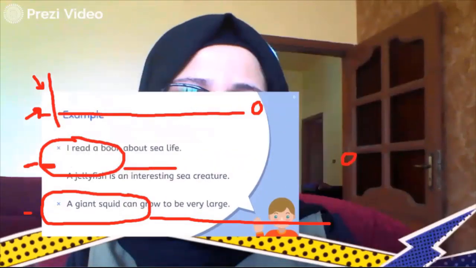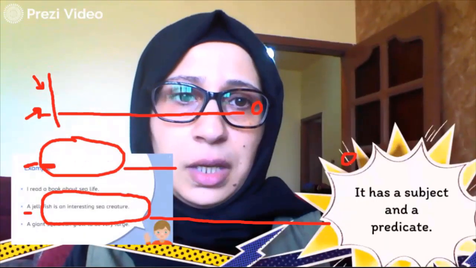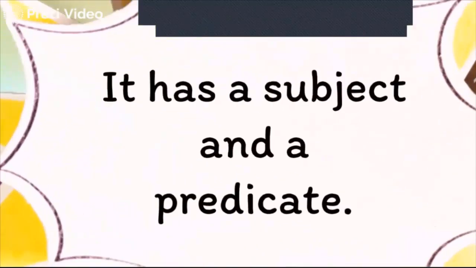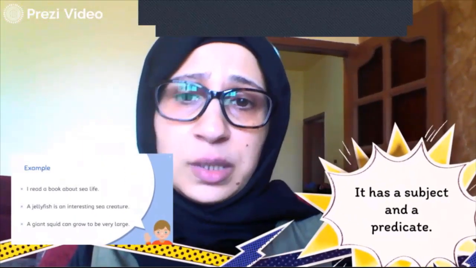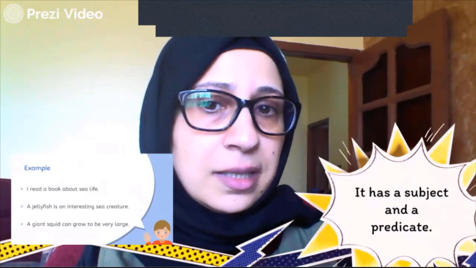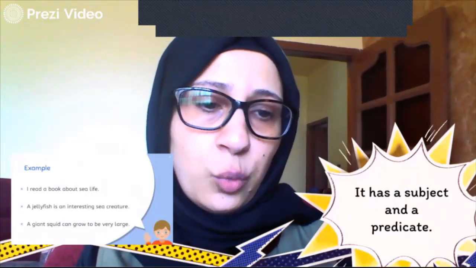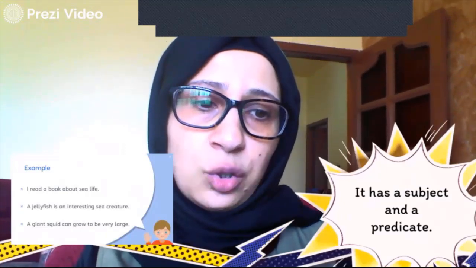So as we said, it has a subject and a predicate. This is very important. If one of these parts is missing, then the sentence is not complete. So what do we say when the sentence is not complete? I say that it is what? A sentence fragment.